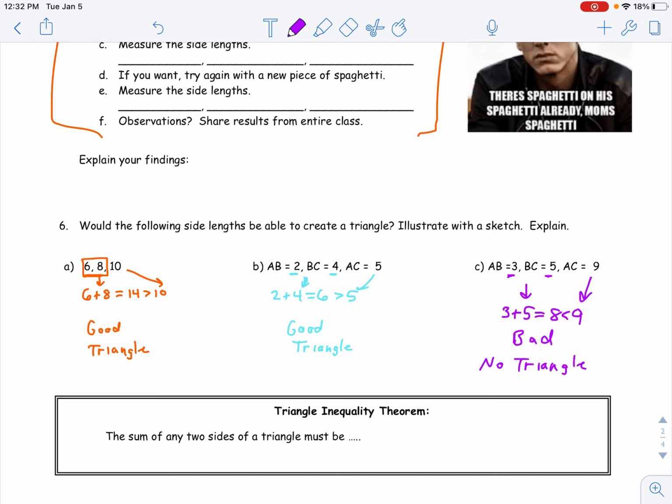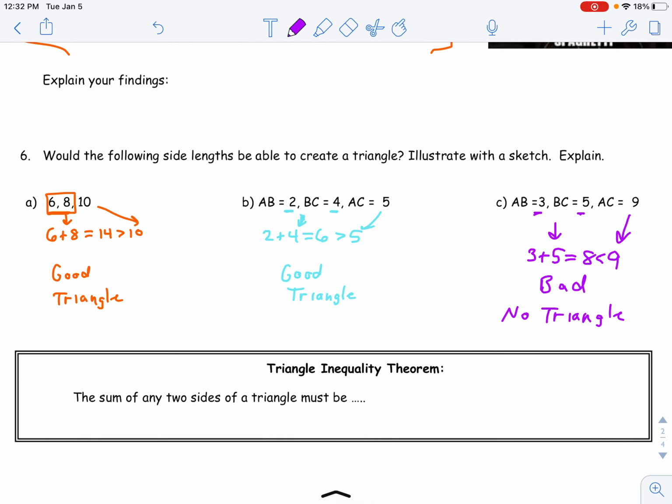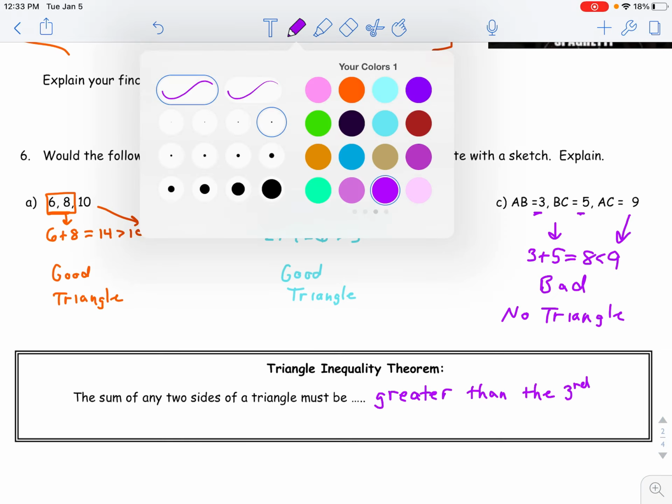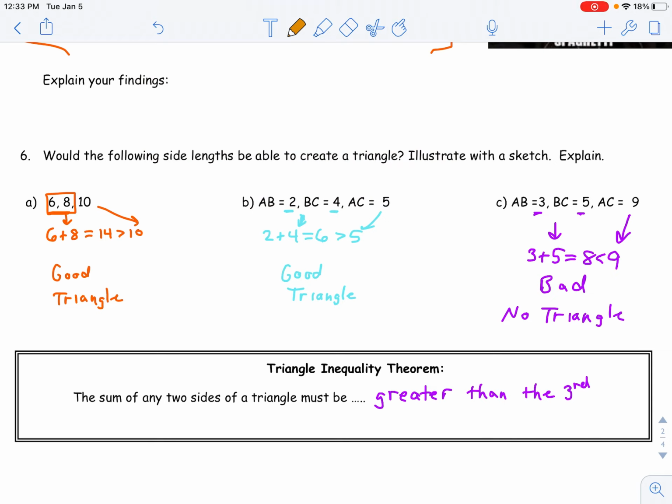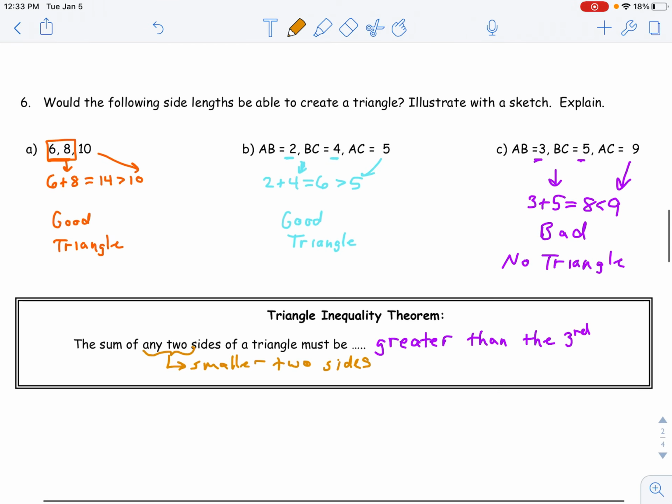So the triangle inequality theorem states, to be more specific, the sum of any two sides of a triangle must be greater than the third. All right, we're going to be very thorough. However, the sum of any two sides is mainly the smaller two sides. If it works for the smaller two sides, spoiler alert, it will work for any combination.